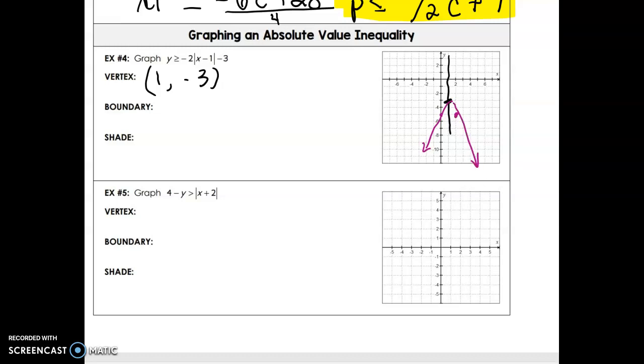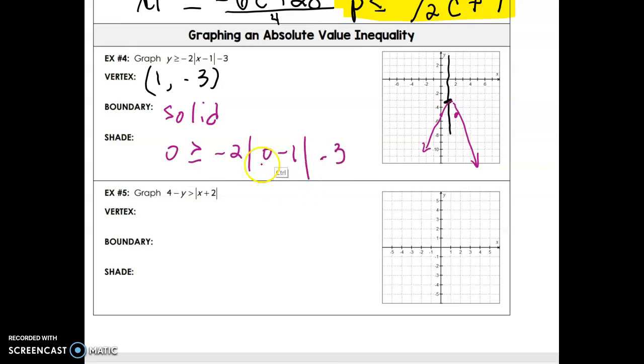Now we have to decide our boundary. Did we want a solid or dotted line? Well, I drew solid, and so I was correct. It's solid because of this symbol. And then we need to know what area to shade. Again, plug your point in, 0, 0. Is 0 greater than or equal to negative 2 times the absolute value of 0 minus 1, minus 3?